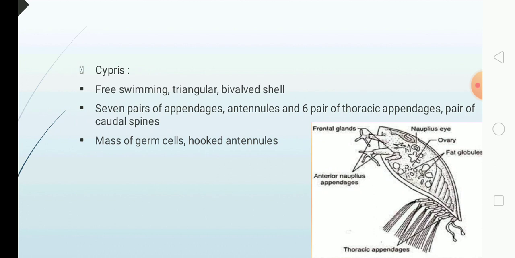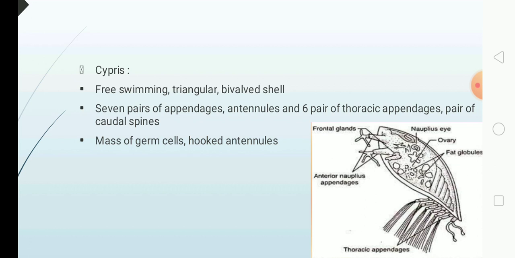Then the next one is the Cypris larva. This Cypris larva is the larva of Sacculina, then the Lepas and others. It develops directly from the Nauplius larva, and it is a free living larval form, triangular in shape, and it has a bivalve shell. Bivalve means two shells are present with a common attachment.